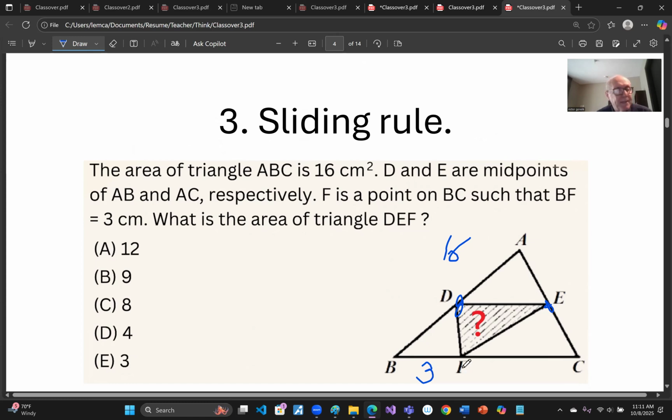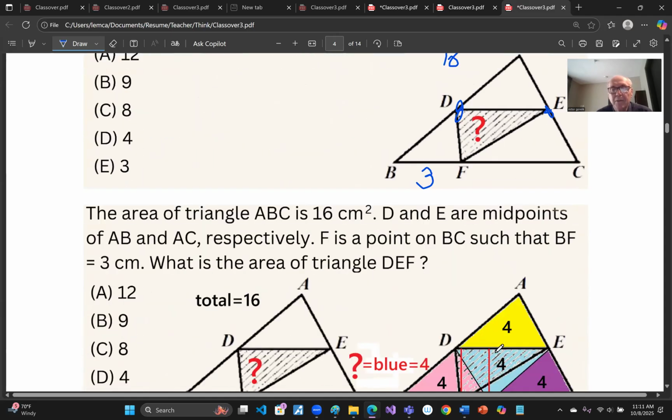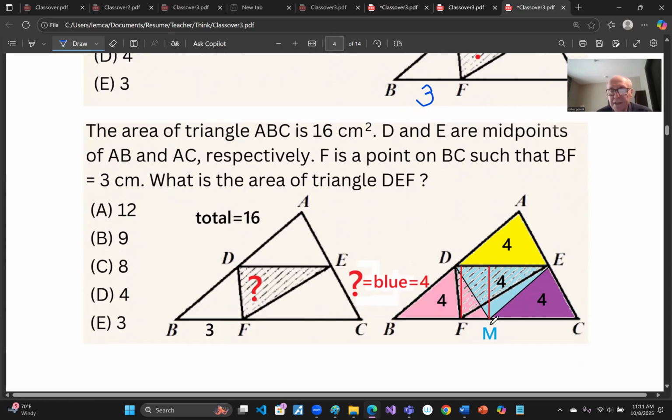Any ideas? Yes, John. You want to consider the third middle point. It's a good idea. If we consider the third middle point, M, and connect all middle points, we will have 4 rectangles. All of them are equal because they have equal sides. So area of each rectangle is 4. And one of them is interesting to us. Which one? Yes, John, blue.